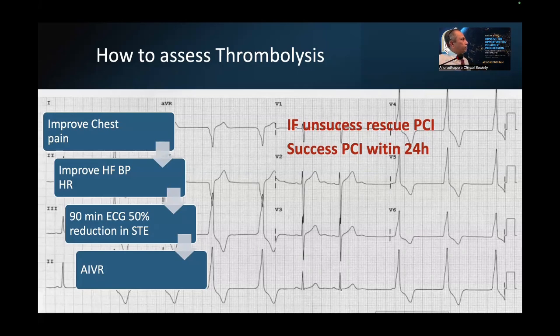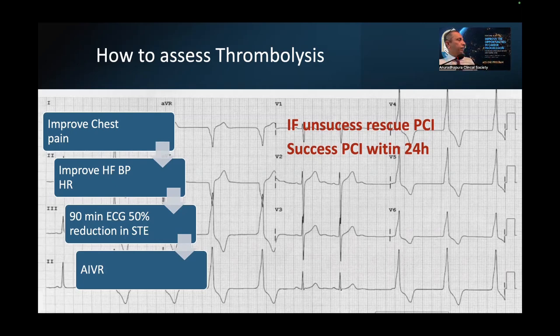After thrombolysis, if the patient's chest pain improves, they are clinically improving, with improved blood pressure, improved heart rate, and improved heart failure signs, those are very important. And then ECG criteria: at about 90 minutes you do the ECG and look at the lead with the highest ST elevation. A 50% reduction is regarded as successful thrombolysis. So the patient has flow in the artery, and the myocardium is getting blood.